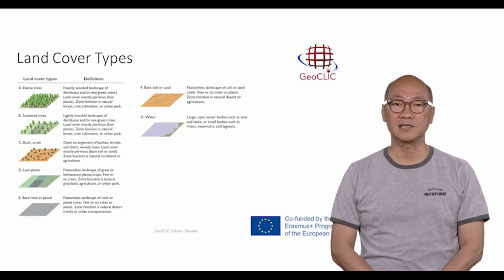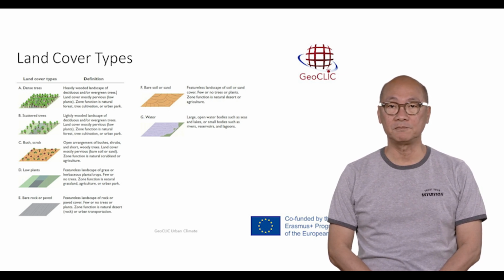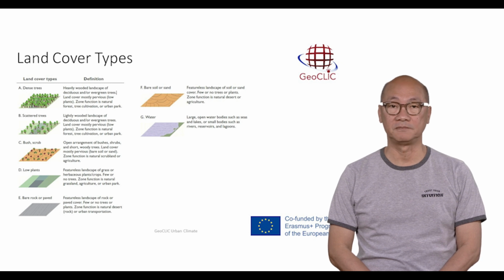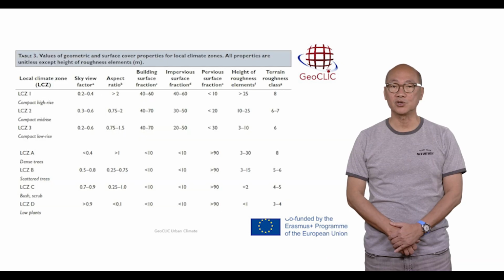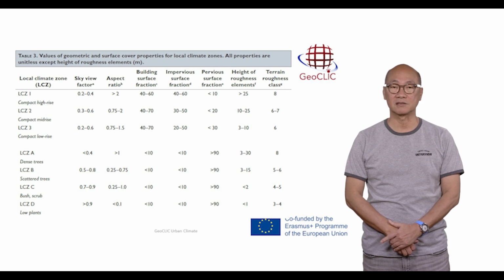The last 7 classes are conventional land cover classes including dense trees, scattered trees, bush and scrub, low plants, bare rock or paved surface, bare soil or sand, and water. This table shows the criteria that are used to define different local climate zone classes.